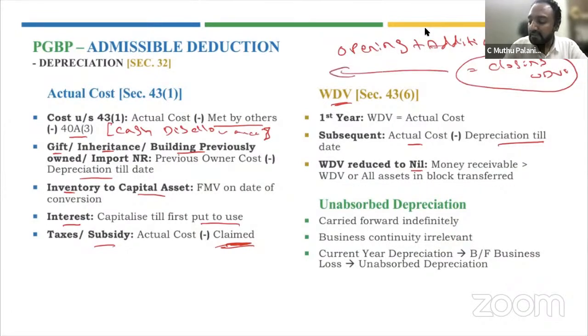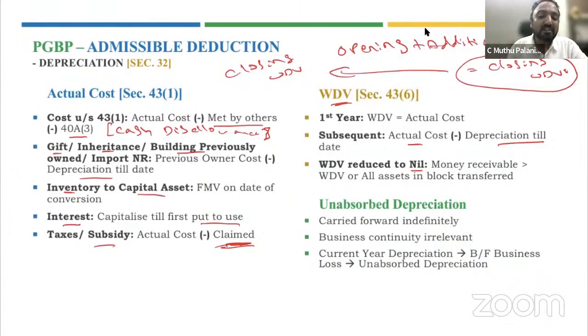If this is not visible, I'll write it here. Closing WDV. So closing WDV is what you will charge depreciation on. Opening plus addition minus deletion will give you closing WDV. But when your deletion amount is greater than the opening and addition, then there is no depreciation.